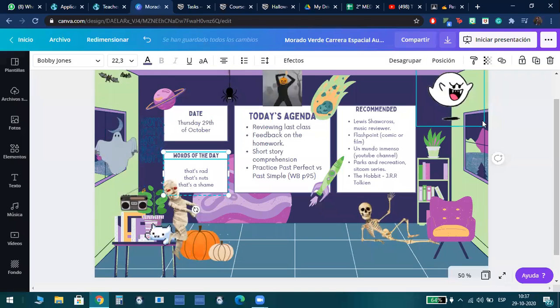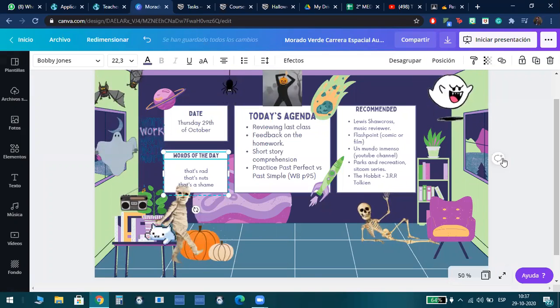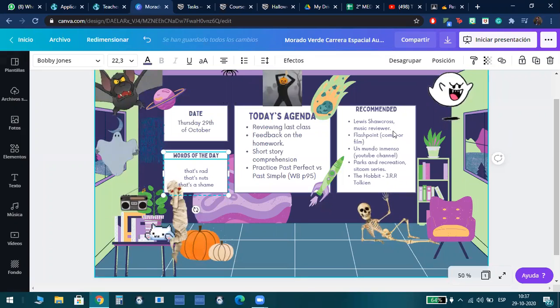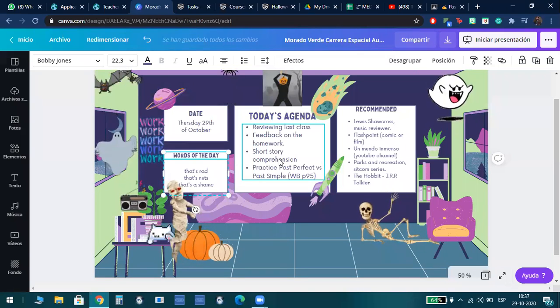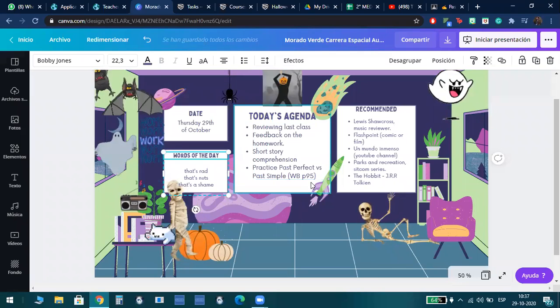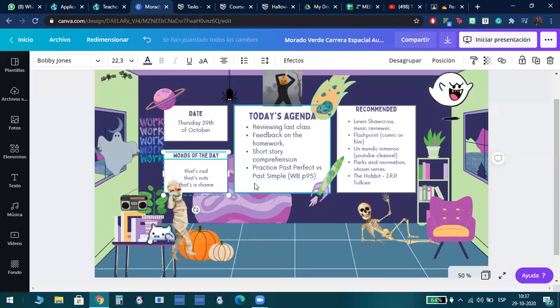In today's agenda, we're reviewing what happened last class. Also, we're going to talk about the homework we did. Then we're going to go with a bit of a short story and some practice with the structures mentioned in the last class. I didn't mention also the words of the day. We have some expressions. For example, that's rad, or that's nuts, or that's a shame.